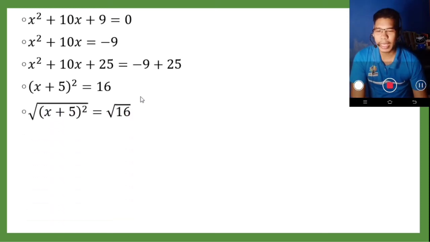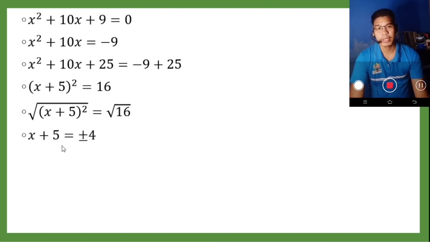After that, extract the square root of both sides of the equation. So that will become square root of x plus 5, quantity squared equal to the square root of 16. And then we simplify. The remaining expression now is x plus 5 equal to the square root of 16, which is positive and negative 4. So this is now our new equation.